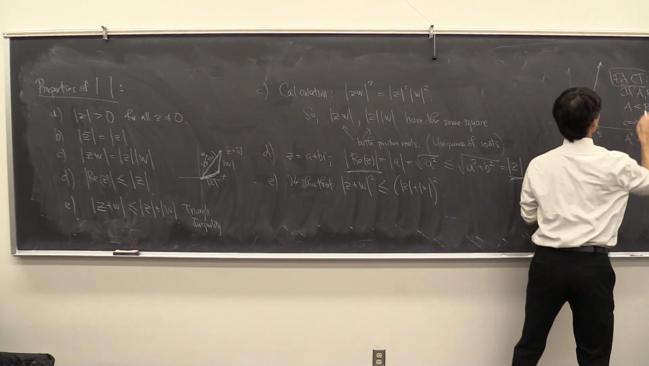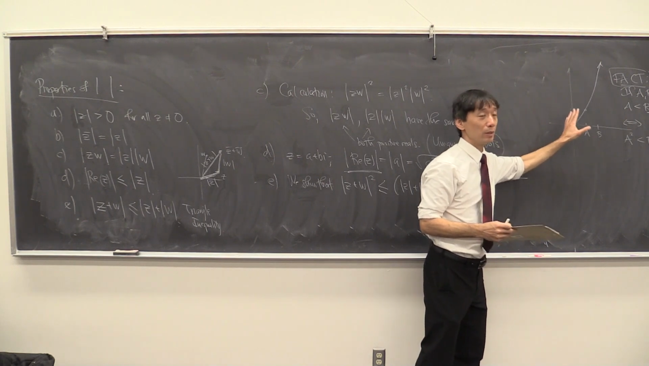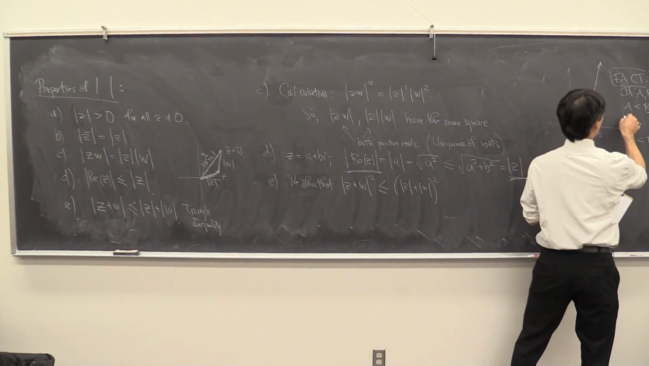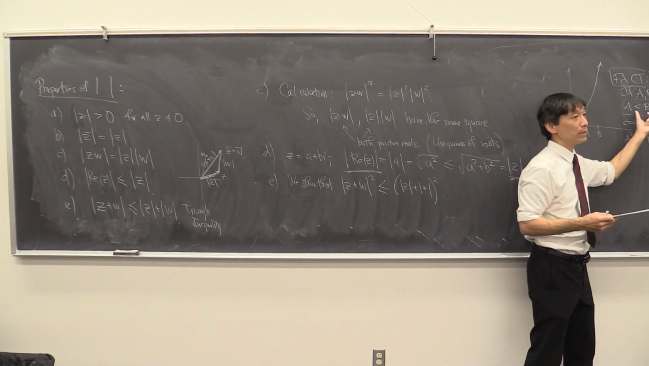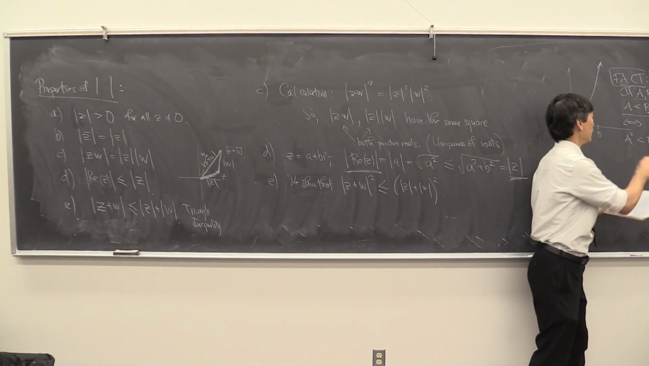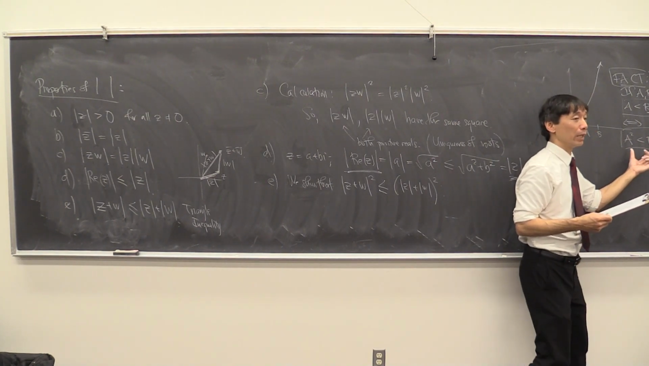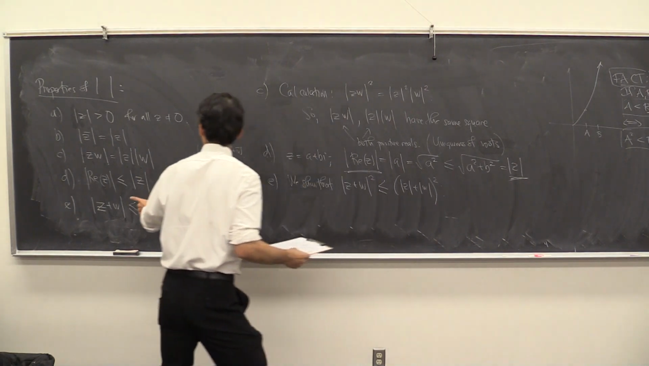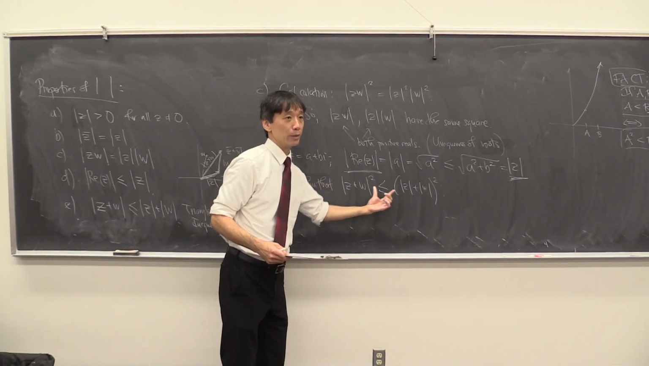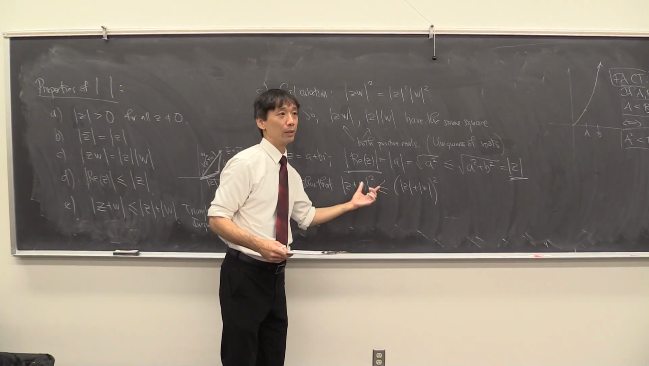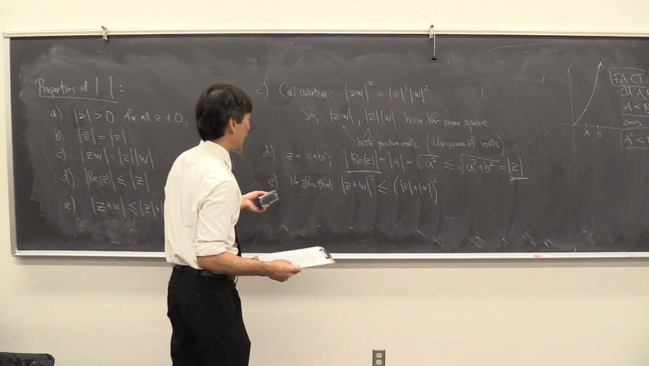Maybe I should prove this, but the point is that if you're dealing with positive numbers and you want to show that one is less than the other, it suffices to show, it's equivalent to show, that the squares also satisfy the same relation. So when we come over here, it actually turns out to be easier to show that the squares satisfy the same relation. I'm going to do that.